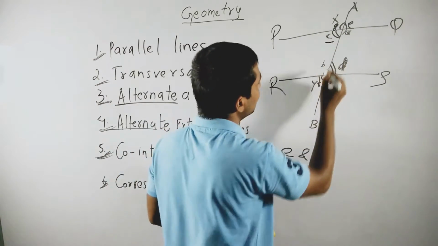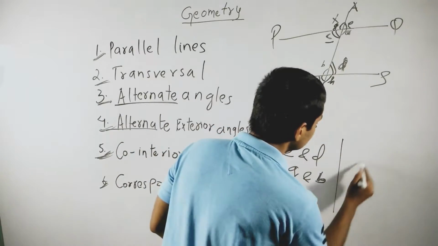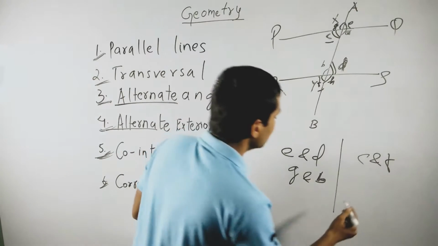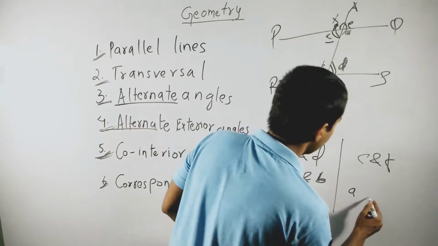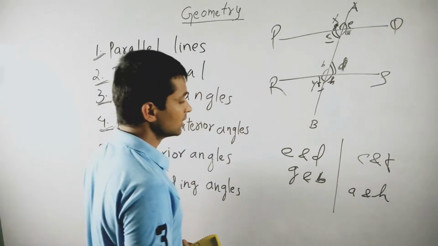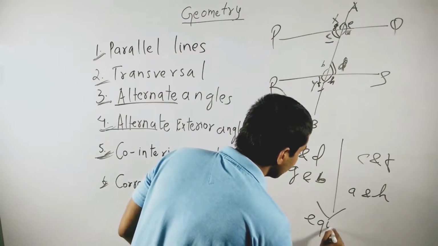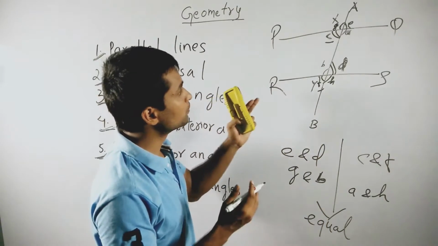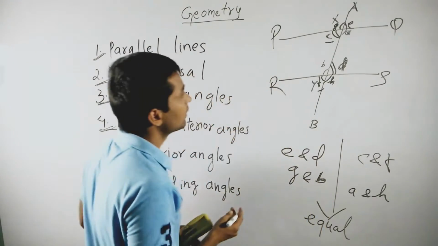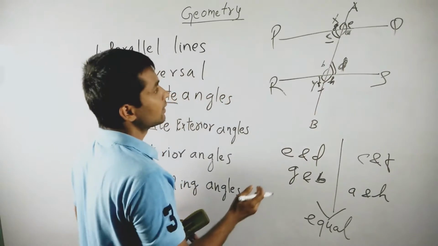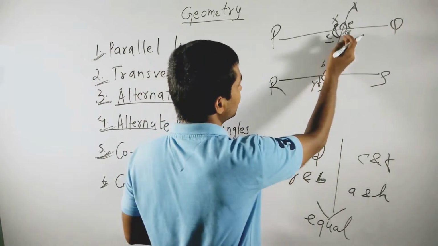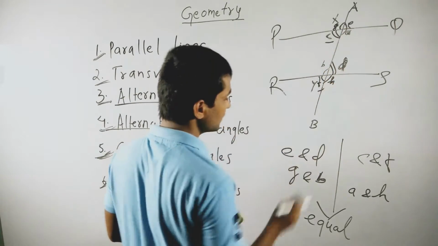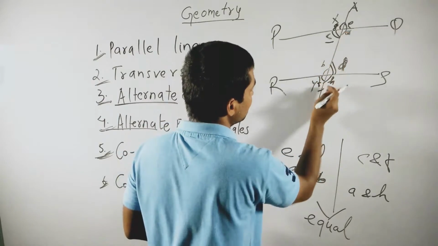Also, if you look at C and F, C and F are corresponding angles, and A and H are also corresponding angles, and they are always equal. That means if you draw two straight lines that are parallel to each other, and you draw a transversal, and you look at the corresponding angles that lie on the same side, one of them on the interior, one of them on the exterior, these angles are always equal.